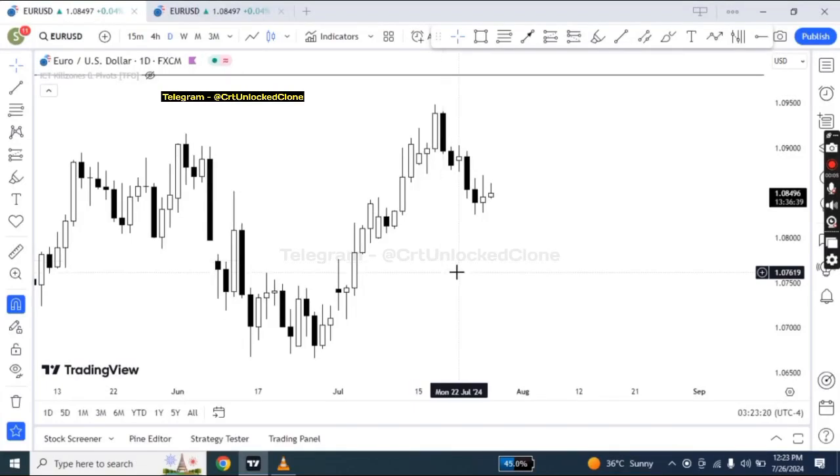Hello everyone, welcome to the trade breakdown on EU. I'm going to start off this breakdown on the daily time frame, right?